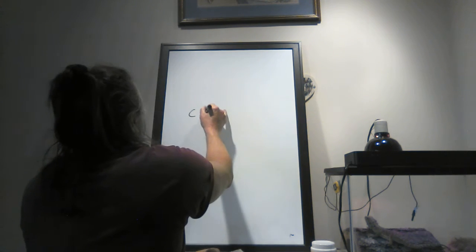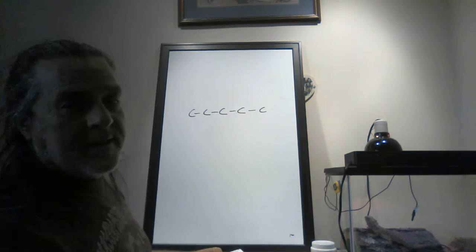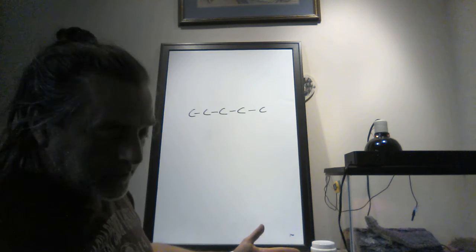All right. So for 29, it says 3-methylpentane. So pentane is the main chain name. So I'm going to draw that pentane. 1, 2, 3, 4, 5 carbons, with single bonds between them.